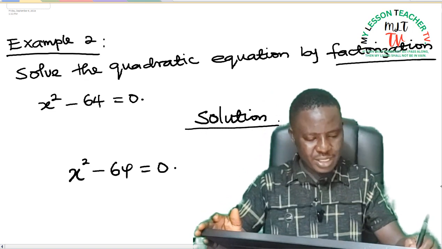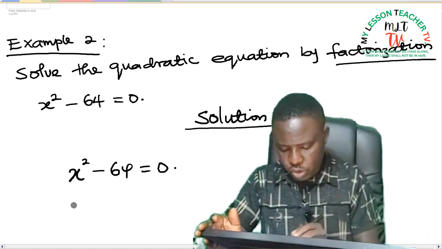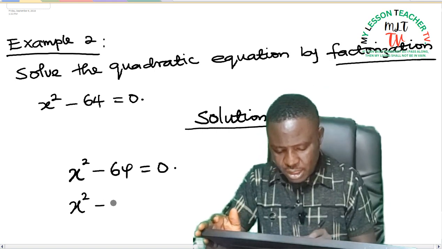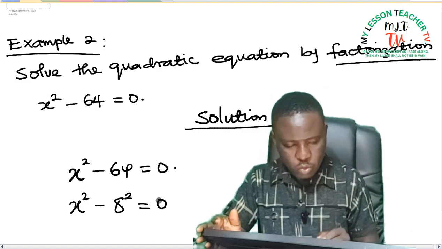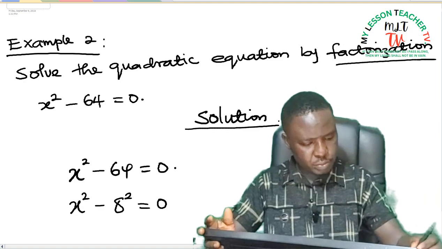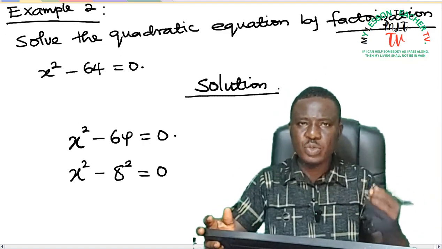Now, this is said to be a difference of 2 squares, because I can still express x squared minus 64 as x squared minus 8 squared, which is equal to 0. So this is said to be a binomial, a quadratic binomial. So, how do we solve them?